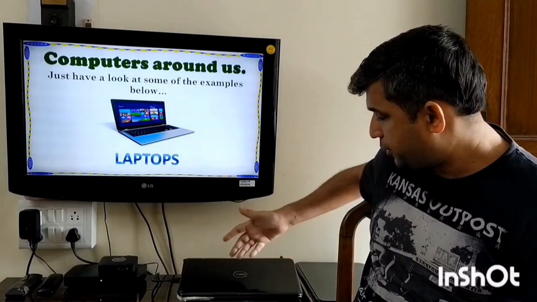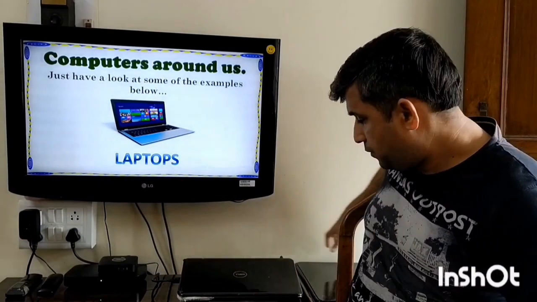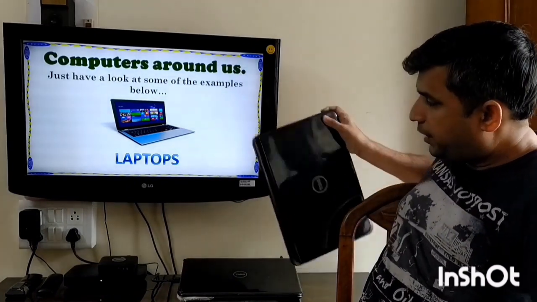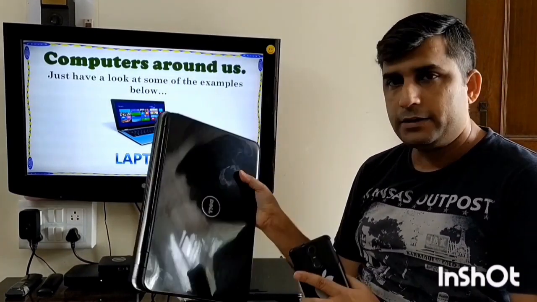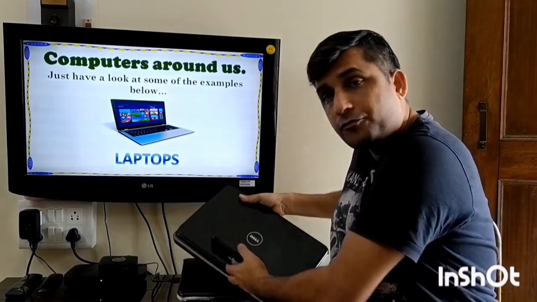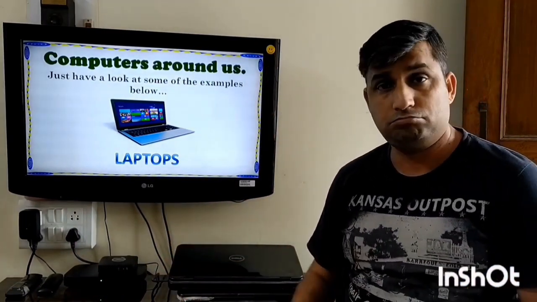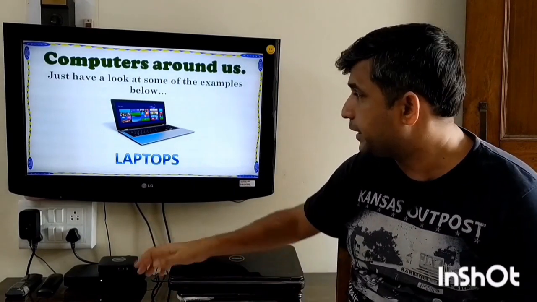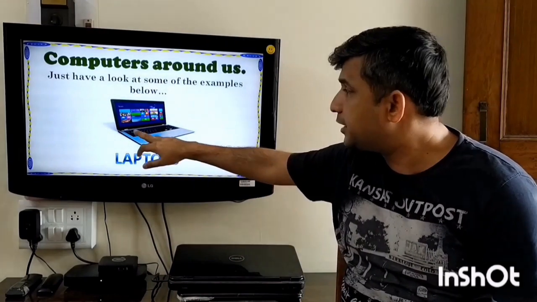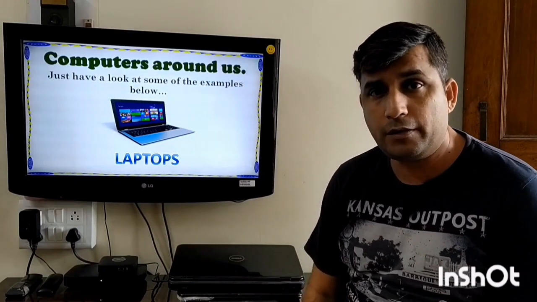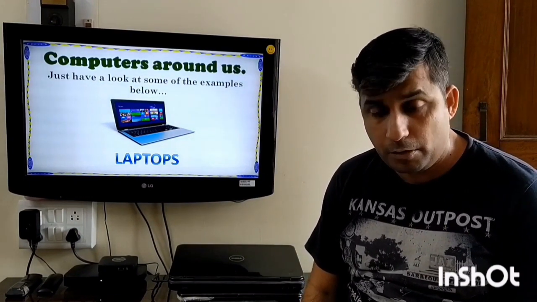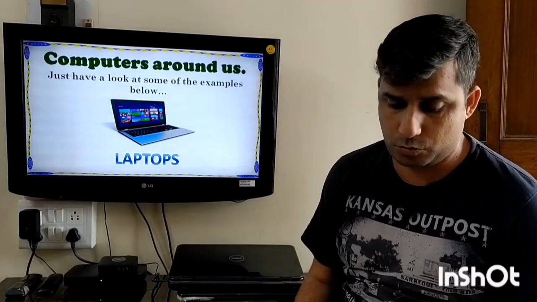Laptops. Quite obvious. As you can see, there's a laptop that I'm running here. There is another laptop that I have with me. This is a laptop computer that some of you may have seen, some of you may have used. It has the same 4 things. You see, there is a mouse pad here, there is a keyboard, there is a screen. Okay. Next, apart from laptops also most of us know.